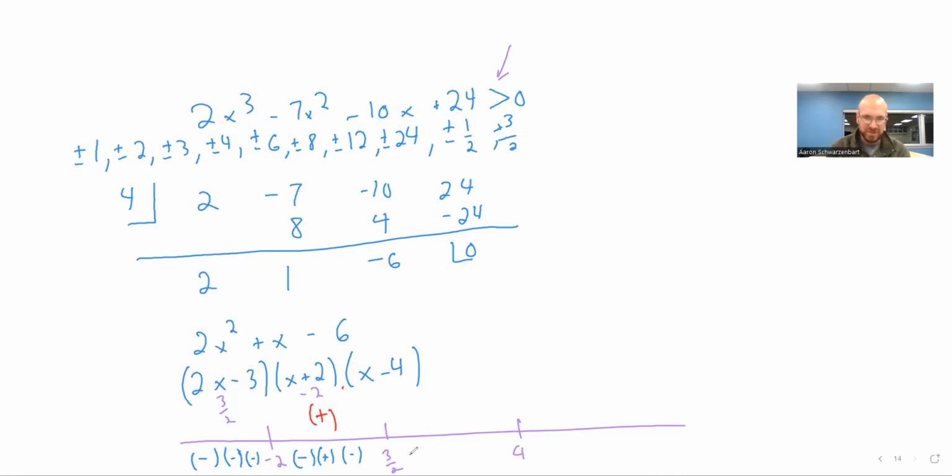Let's do 2. 2 is pretty easy. 2 times 2 minus 3 is positive. 2 plus 2 is positive. 2 minus 4 is negative. One negative makes a negative. So that doesn't work out.